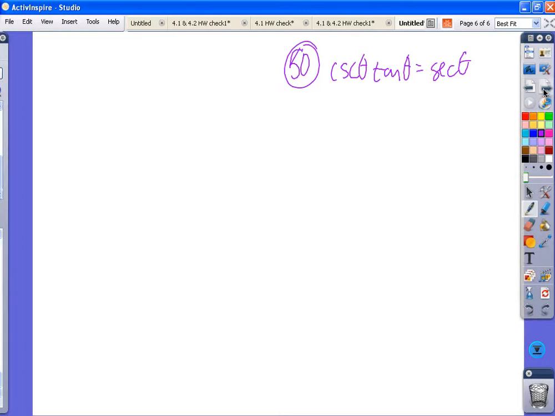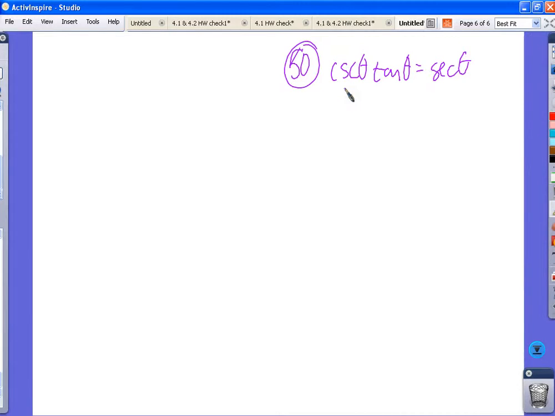But I don't know what cosecant times tangent is. Right? There's not an identity for that. So if you're multiplying things together and you're not sure how it's supposed to come out, try using those reciprocal identities and quotient identities. Like, what's the cosecant in terms of sine and cosine?